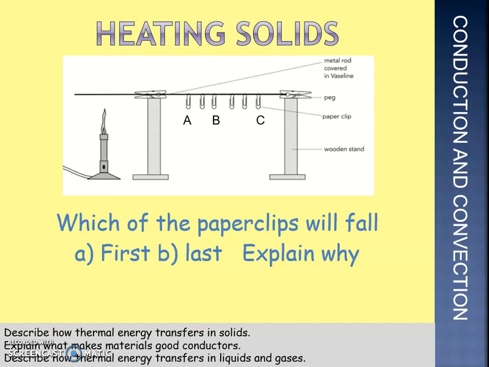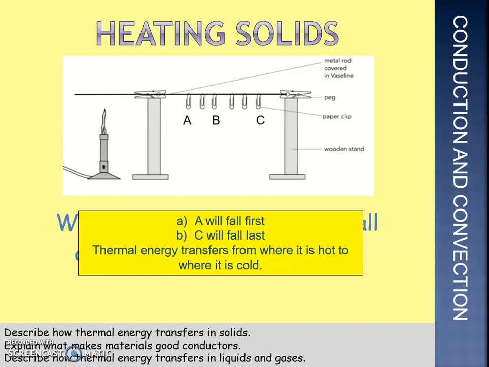Okay, so the correct answer here would be that paperclip A will fall first and paperclip C will fall last. This is because thermal energy transfers from where it's hot to where it's cold. So it will always flow in that direction. If one area is hot and the other one's cold, the thermal energy will always flow in the direction from hot to cold.